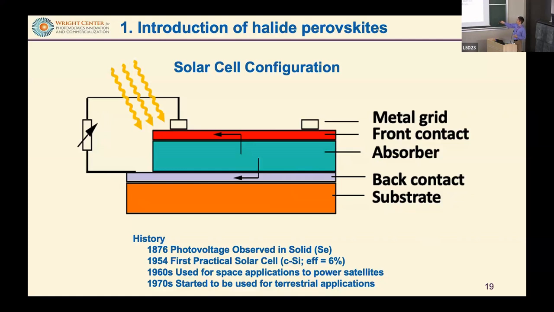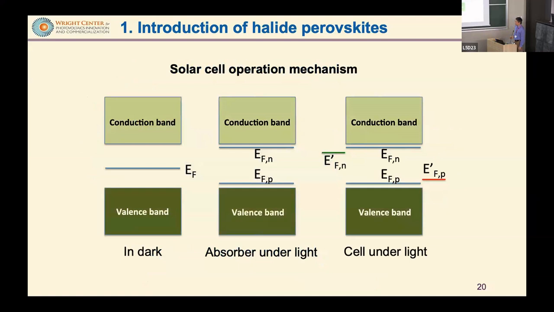Then you shine light on it, and the absorber absorbs the light and generates electrons and holes. The electrons and holes are separated by the field in this device, and they go different ways. Then you build up, just like a water dam, a potential here. Of course, this is an electrostatic potential, and then you have a solar cell. So it's quite simple.